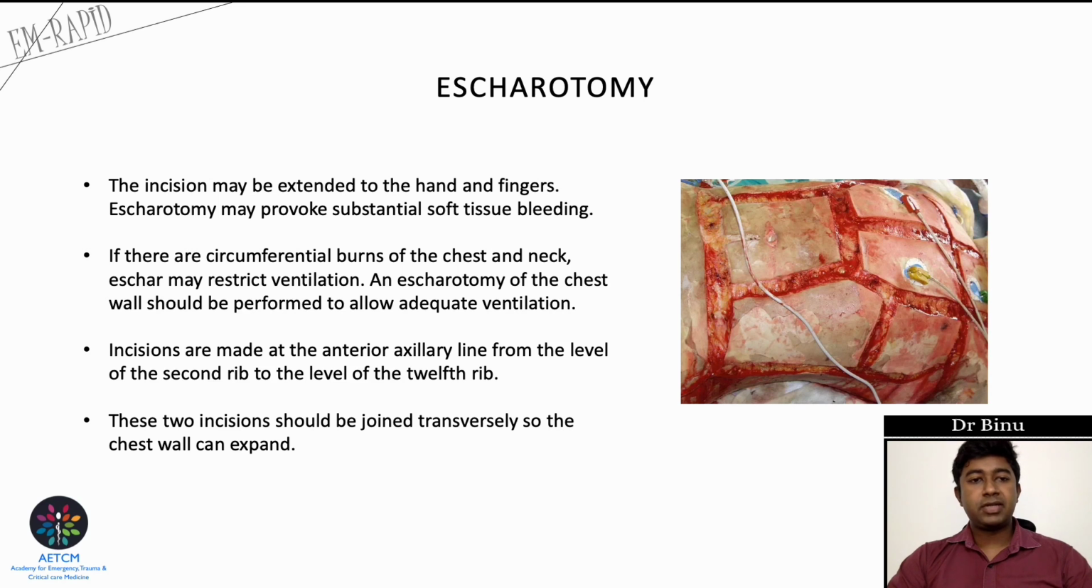If there are circumferential burns of the chest and neck, eschar may restrict ventilation, and escharotomy of the chest wall should be performed to allow adequate ventilation. The incisions are made on the anterior axillary line from the level of the second rib to the level of the 12th rib, and these two incisions are joined transversely so that the chest wall can expand.